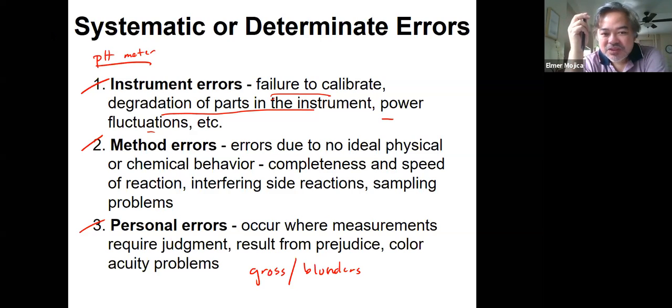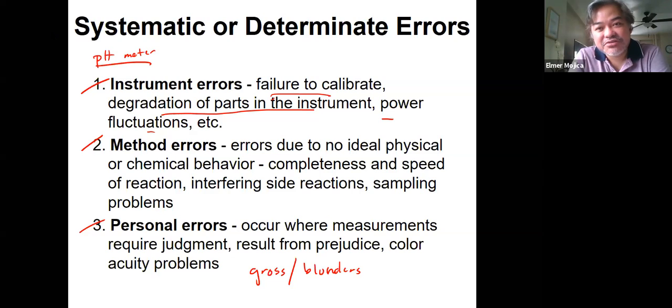Okay. Another method error is the interfering side reaction. So you have to take into consideration some of the side reactions that may happen, and it gives you error. Then there is the completeness and speed of the reaction. Are you swirling it in a consistent way, or do you swirl it so fast that the reaction happens so fast also?